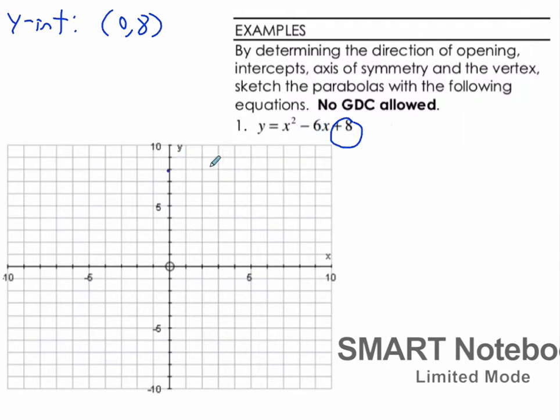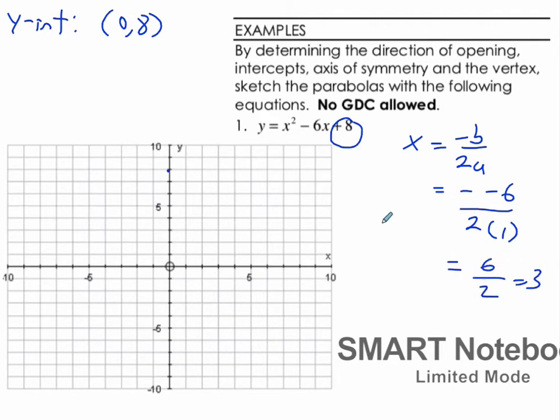And next, we can get the axis of symmetry. So x equals negative b over 2a, which equals, in this case, negative 6 over 2 times 1, which equals 6 over 2, which equals 3. Now that's just the x value of the vertex, and it's also the axis of symmetry. So I could start drawing the axis of symmetry here, and I'll label it x equals 3.